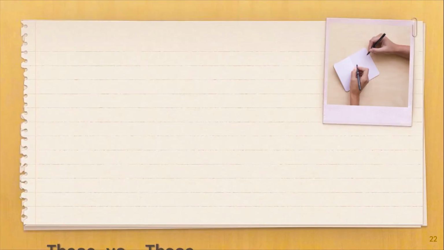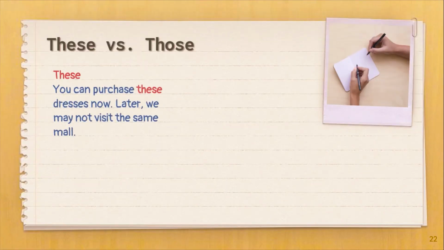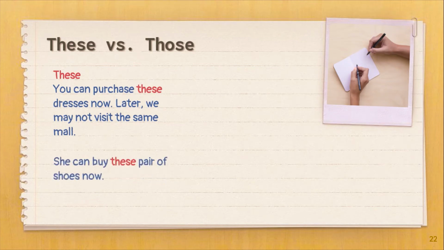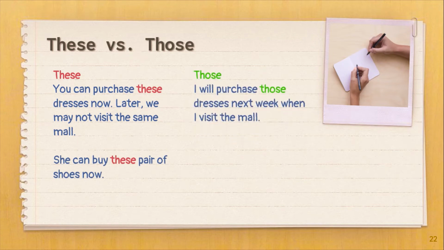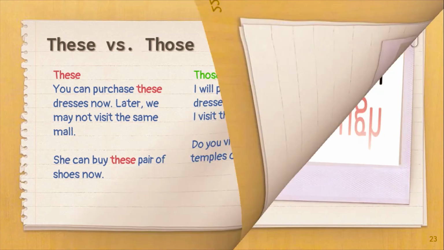Let's see, for example, here. These. You can purchase these dresses now. Later, we may not visit the same mall. She can buy this pair of shoes now. For those, I will purchase those dresses next week when I visit the mall. Do you visit those temples over there? So it was clearly emphasized that these represents things which are near you, and those represents objects which are far from you.